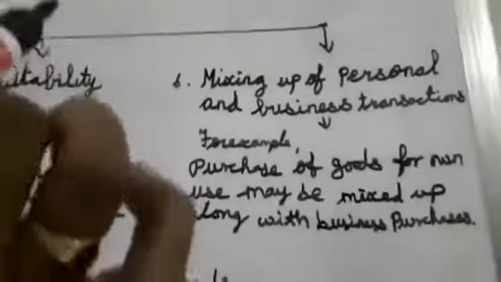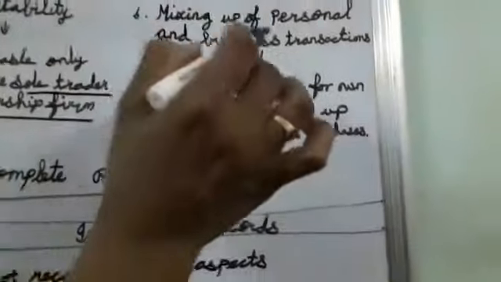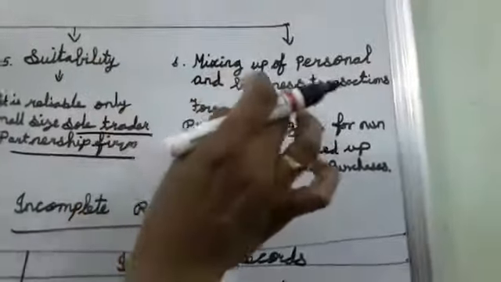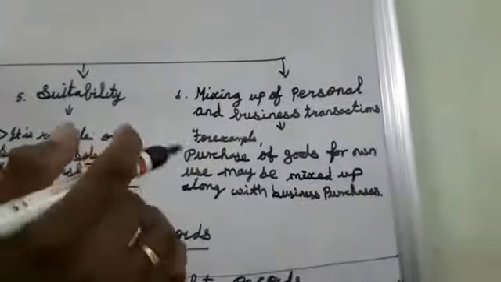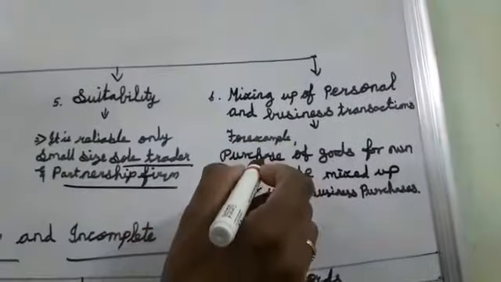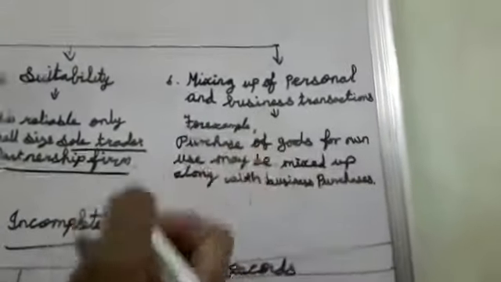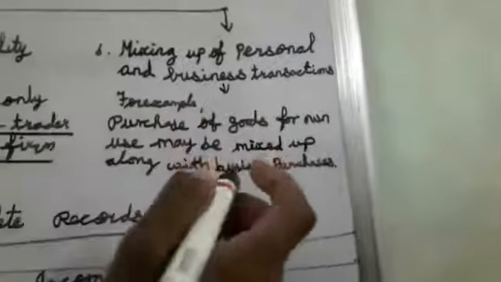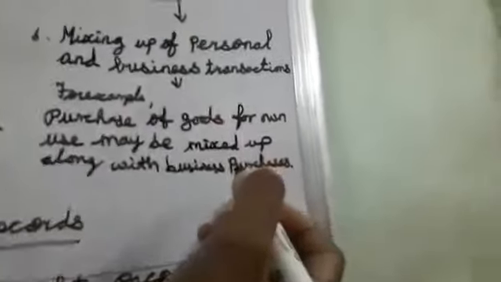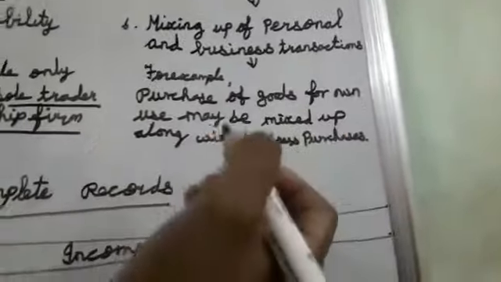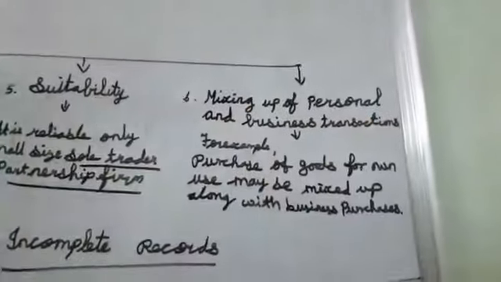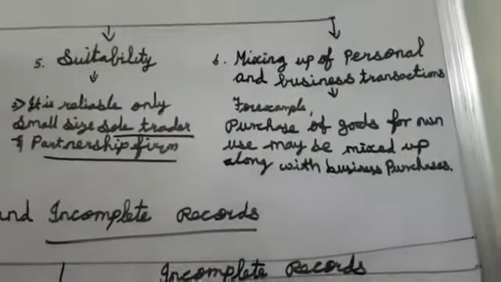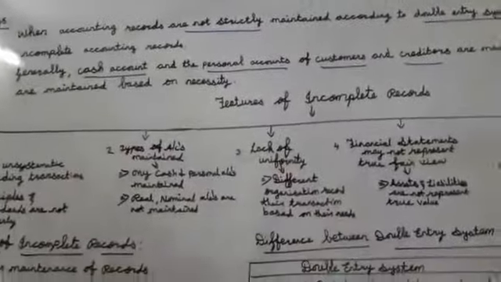And the last feature, mixing up of personal and business transactions. See the example. If you purchase goods for your own use, those goods may also be mixed up with the business purchases. So that's why we say mixing up of personal and business transactions. So these are the 6 features of incomplete records.